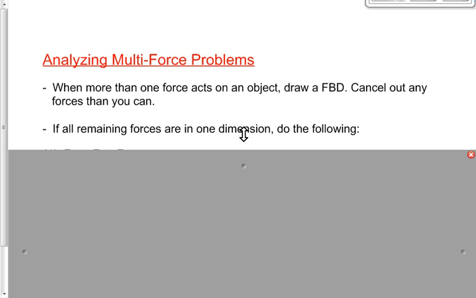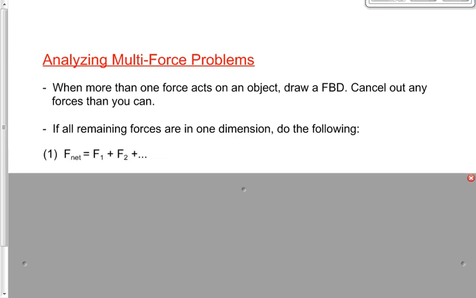Now what you've got to do, if the remaining forces, the forces that haven't canceled out, are in one dimension, and they probably will, they will for sure in the next few problems that we do, they'll all cancel out except for forces acting in the one dimension. If they're still acting in one dimension, all the remaining forces, then do the following. Add them up. Say F net is equal to the sum of the forces.